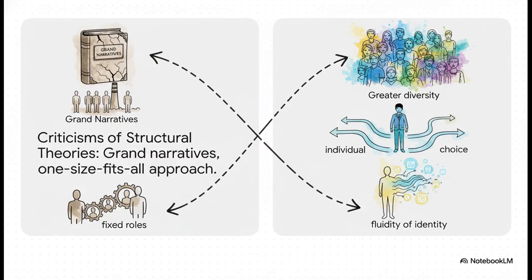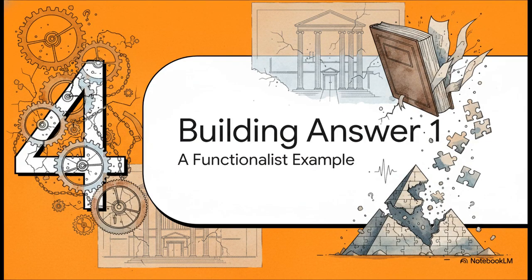Now, can you start to see the links? We can connect the one-size-fits-all idea to greater diversity, or we can link overstating class roles to the idea of fluidity of identity. And just like that, you found your 2 points. Awesome. So let's grab one of those links and start building our first paragraph. We'll use the idea that some structural theories are just plain outdated, and we'll apply it to functionalism.